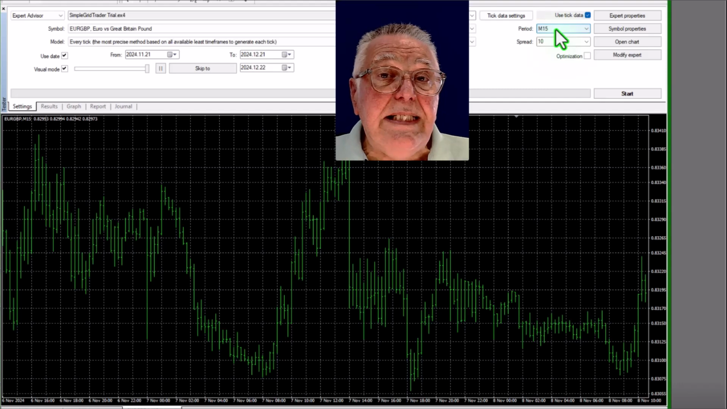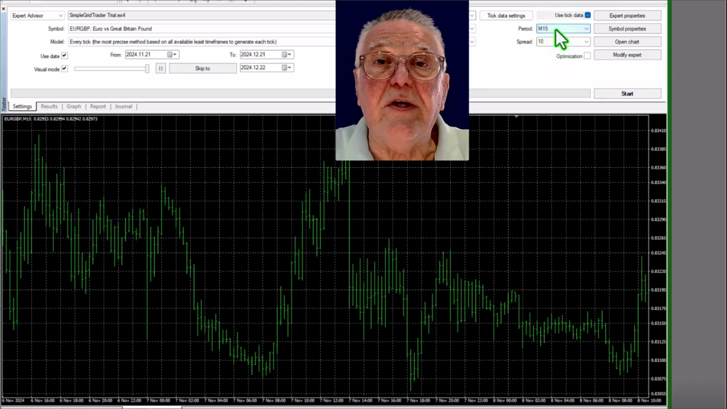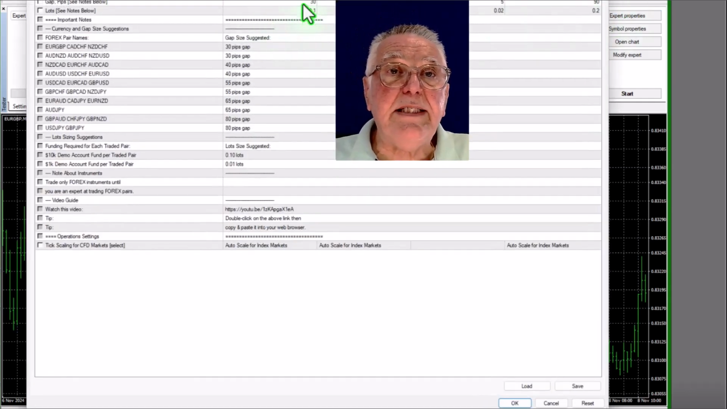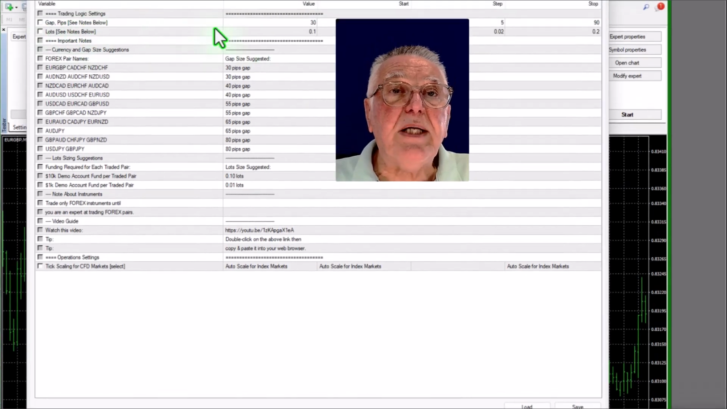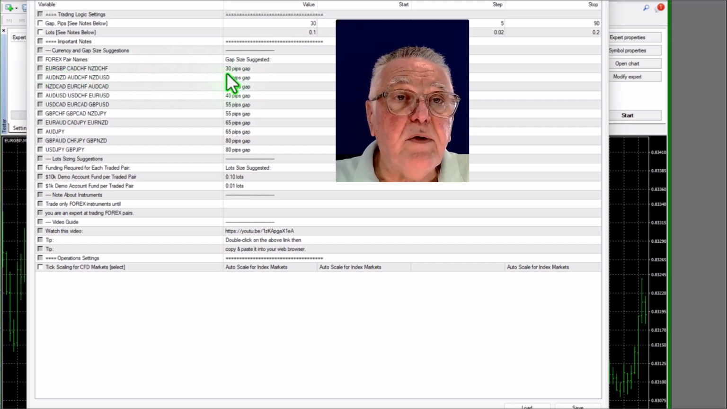Now that isn't required by the EA. The EA doesn't use a time frame. It uses price levels, but 15-minute displays very nicely in the trading scenario. So that's why I've chosen 15 minutes. And then let's have a look at the settings. The gap size that I've chosen is 30. And why have I done that? Because we've told you to do that. So for the euro pound, we said use 30 pips.